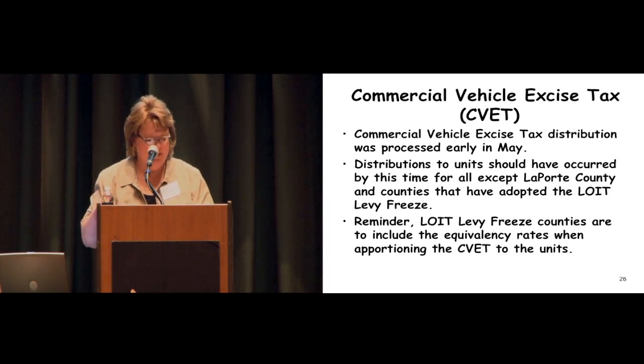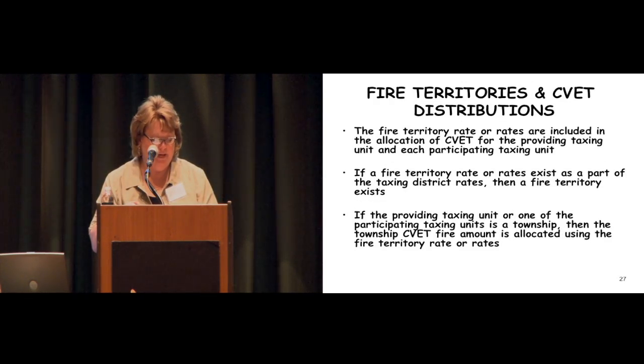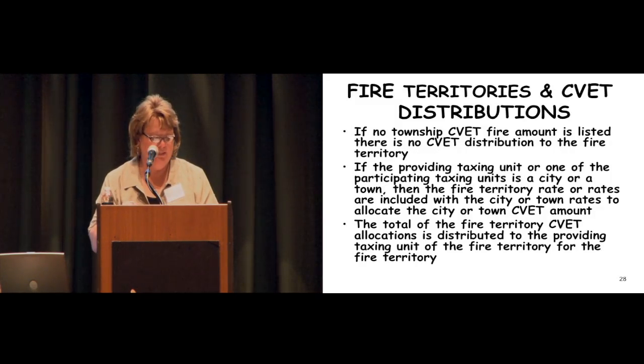Fire territories and CVET distributions. A fire territory rate or rates are included in the allocation of CVET for the providing taxing unit and each participating unit. If a fire territory rate or rates exist as a part of the taxing district rate, then a fire territory exists. If the providing taxing unit or one of the participating taxing units is a township, then the township CVET fire amount is allocated using the fire territory rate or rates. If no township CVET fire amount is listed, there is no CVET distribution to the fire territory.